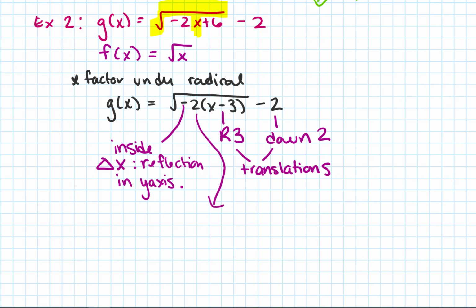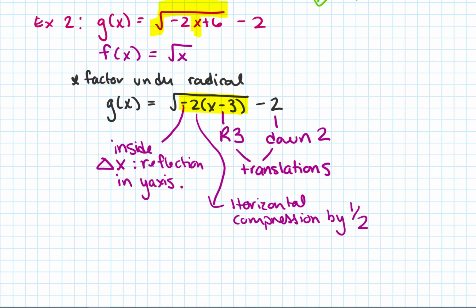And then the last thing we have is a horizontal compression by 1/2. So it's a compression by 1/2 because we see a 2. And remember, whatever is happening on the inside of the parent function, which is this entire thing, that's the inside, is changing our x's. And our x's, we have the opposite to what we see. So we see a multiplication of 2. So really, it's a multiplication of 1/2.